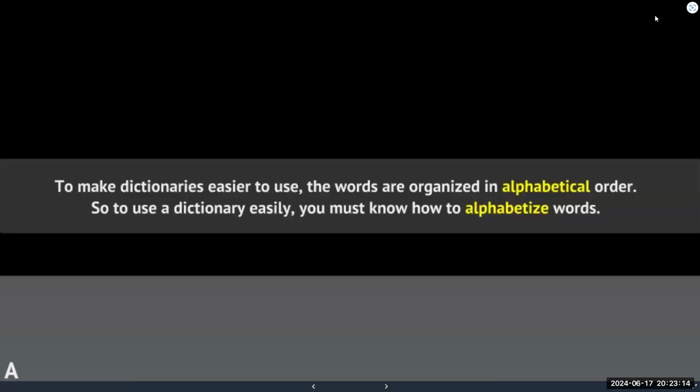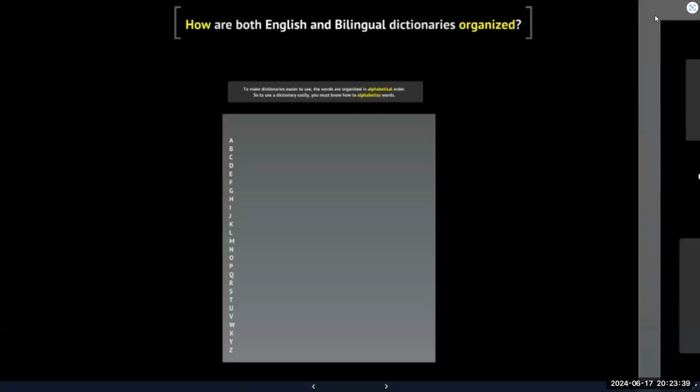How are they organized? Well, the dictionaries, as you guys probably know, are organized by alphabet. So you have to know the alphabetical order that the words come in, okay? So all the words that start with an A belong under A. All the words that start with B, they go under B, and so forth. And I'm gonna show you guys something as well.